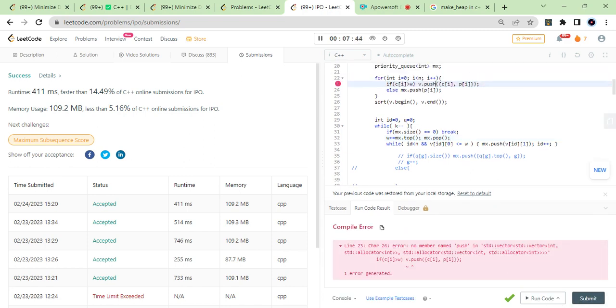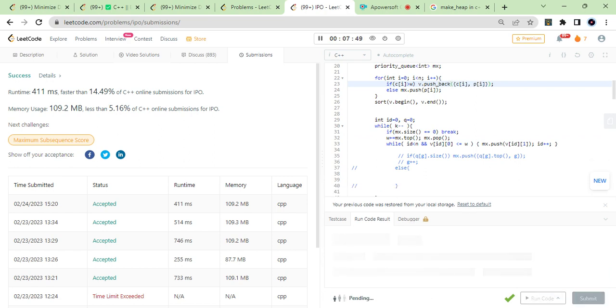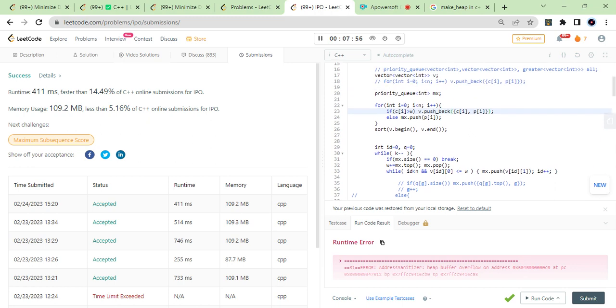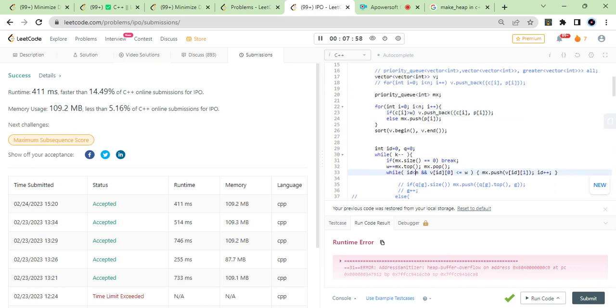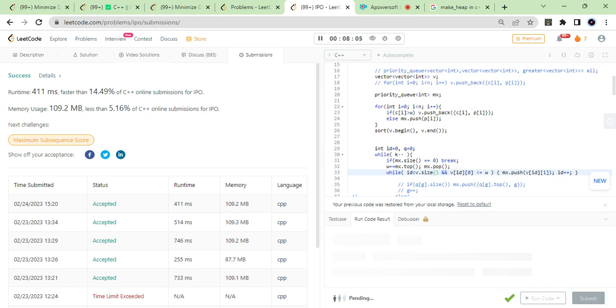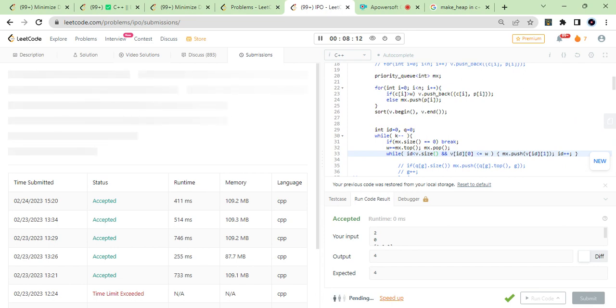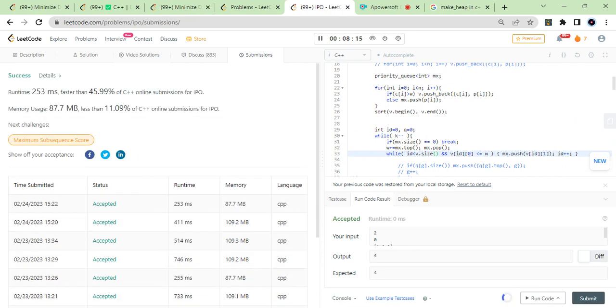Push is not defined, but push back is defined, right? Not less than n, but v dot size, I think that should be fine with it, because there are not n elements in your v. Now let's submit this. It should give somewhat less time complexity, I think, around this. 255, yeah, 253, yeah, that's fine.